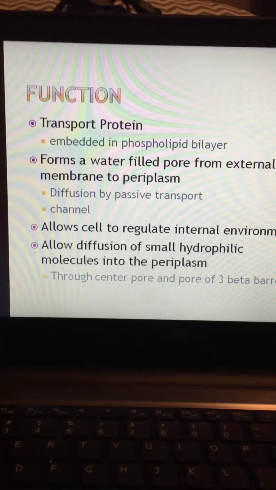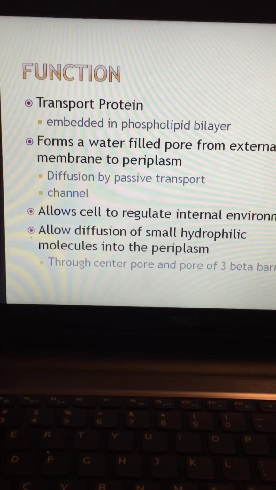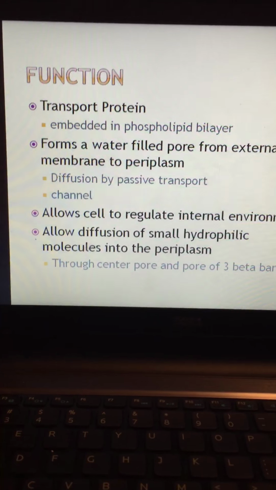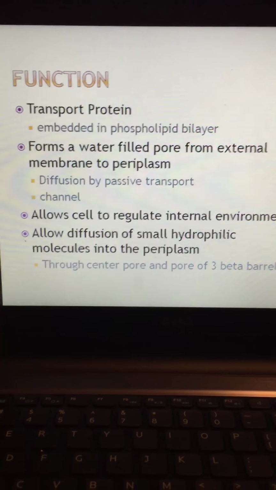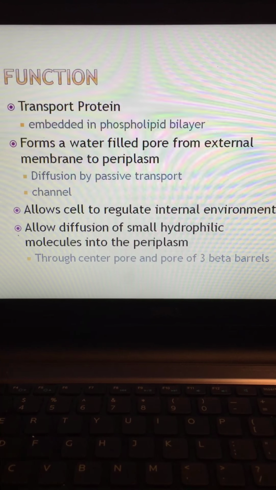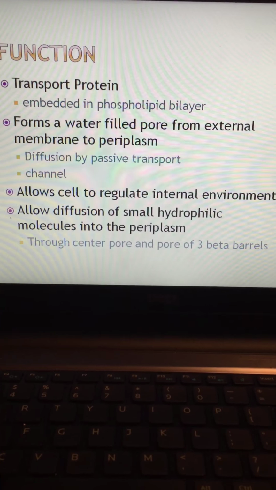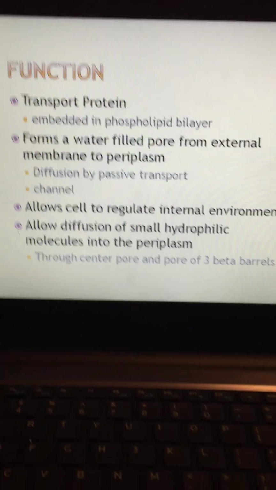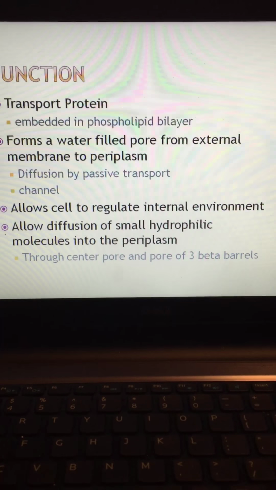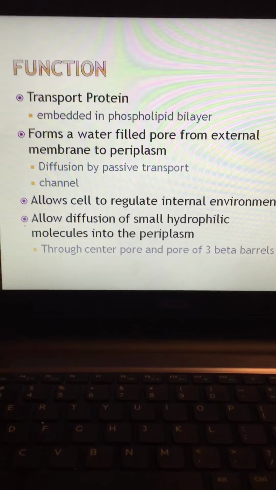Okay, next slide. Some of the functions. It functions, as I said before, as a transport protein, and it allows ions and small molecules to diffuse into the periplasm from the external environment. It's embedded in the phospholipid bilayer, which makes it easier to diffuse things. It forms a water-filled pore from the external membrane to the periplasm, and it does this by diffusion. And diffusion is passive transport. Passive transport is easily described as laid back, lazy, no energy. So you don't need energy to do this, and it's done in all bacteria. That's why it's so important.